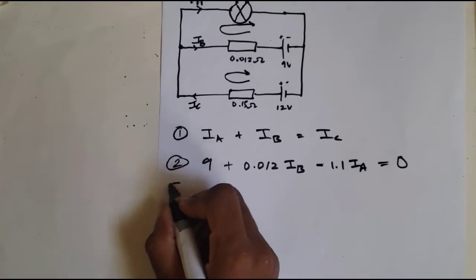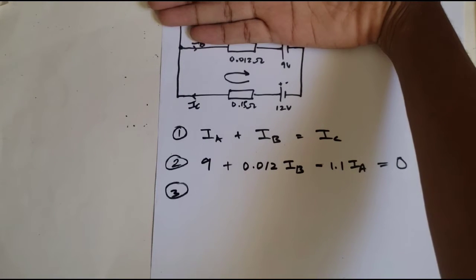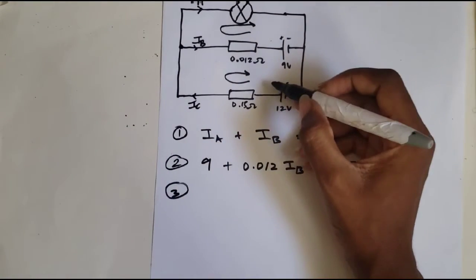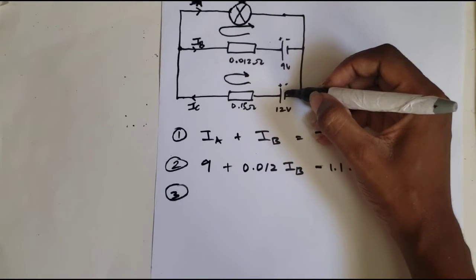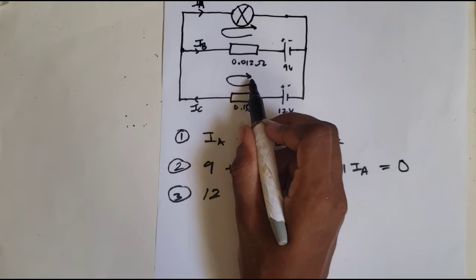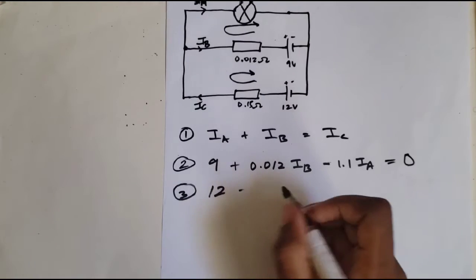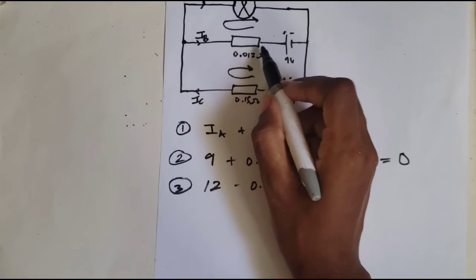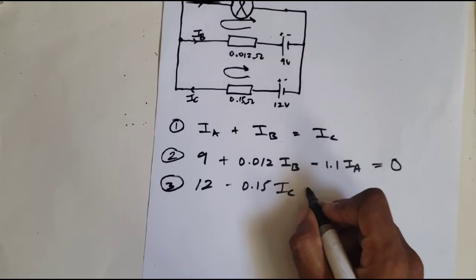Then our third equation is looking down here, at this part of the circuit. As usual, I start from the battery, going in this direction. Looking at the battery, I'm going from negative to positive, so that's going to give me a positive 12 volts. This current is going in the same direction as my loop, hence I'm going to get a voltage drop, so that's negative 0.15 IC. And then coming up here, this current is going in the same direction as my loop, so also another voltage drop.